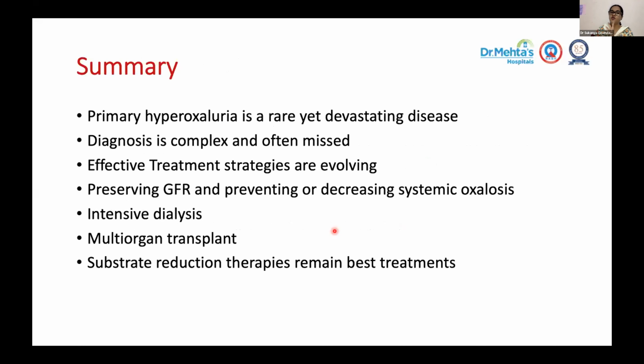So I'll leave you with this. So we have discussed various strategies, the devastating complications of this disease. This is a rare yet devastating disease and often results in end-stage renal disease. The diagnosis itself is very complex and is often missed in various clinical scenarios. And effective treatment strategies are only now evolving. Preserving GFR and preventing or decreasing systemic oxalosis remain the main goals of therapy.